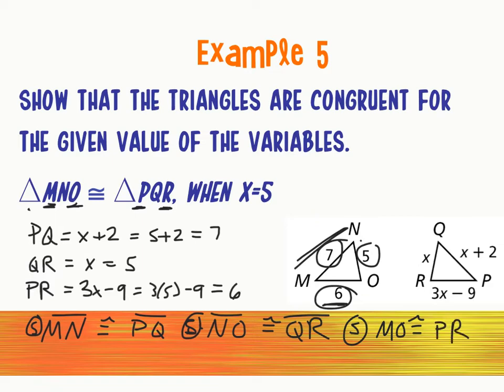So now we have 3 pairs of sides that are congruent. So therefore these two triangles are congruent by side, side, side.